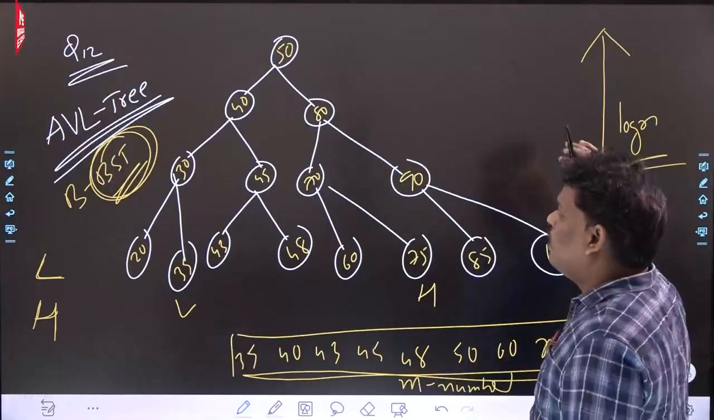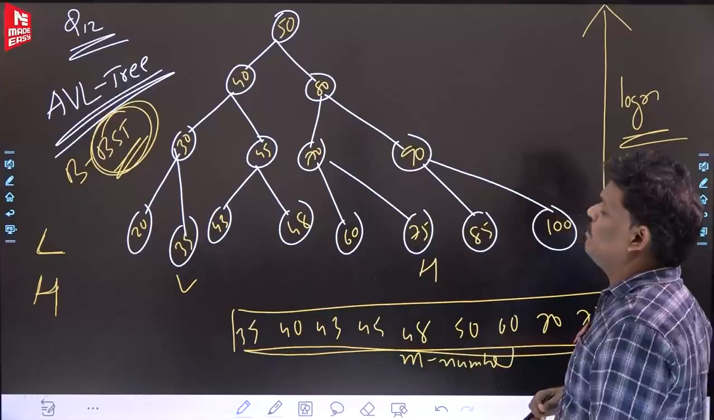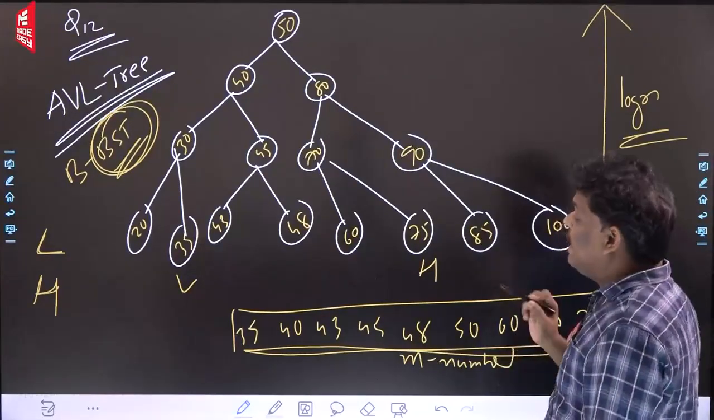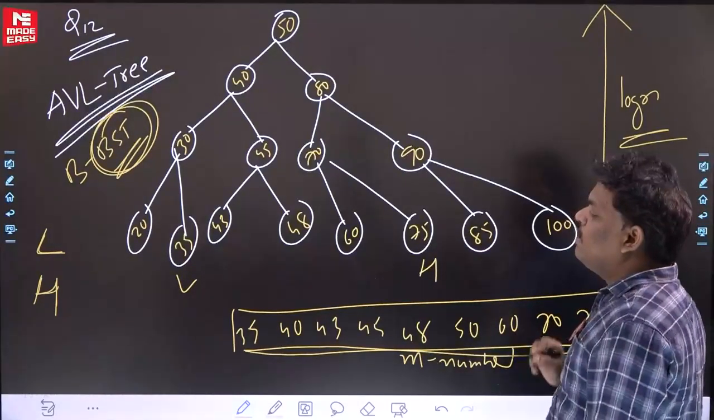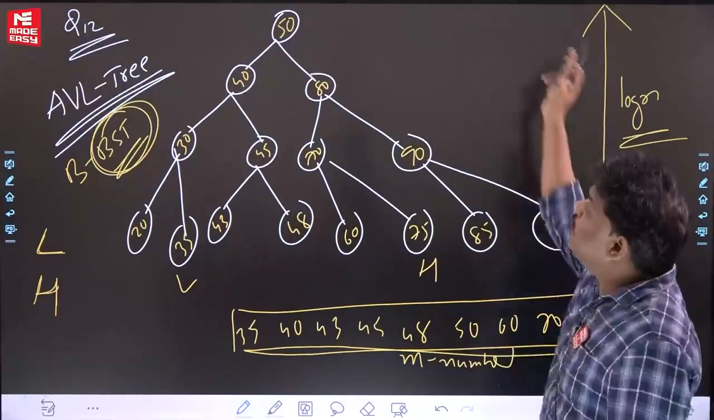Please be careful. Can you help me in this problem? What is given? One balanced BST given. What is the one more thing given? L and H also given. Next one, L and H. From L to H, how many elements are there? M numbers, he said. Total elements, how many?